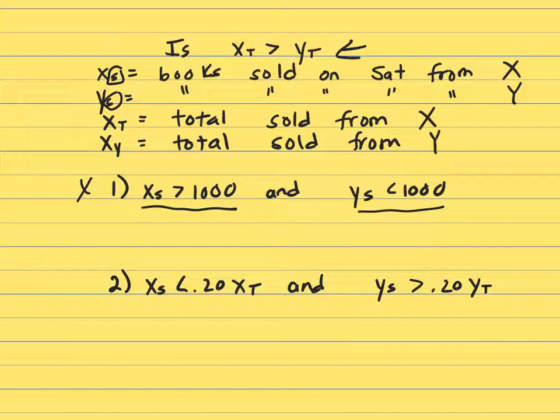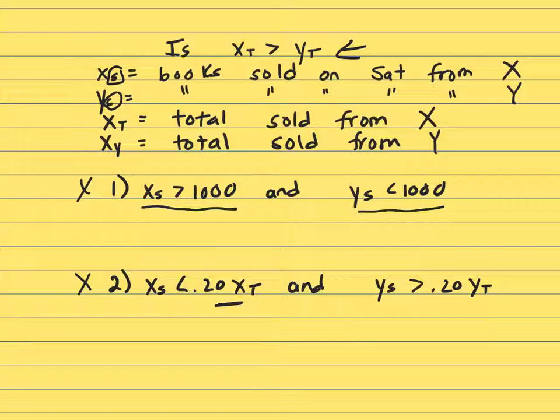So clue 2 says less than 20% of the books sold at bookstore X were sold on Saturday, and they tell me that more than 20% were sold on Saturday for bookstore Y. But that's not enough information to tell me about the entire week. So the next thing we do is put them together.